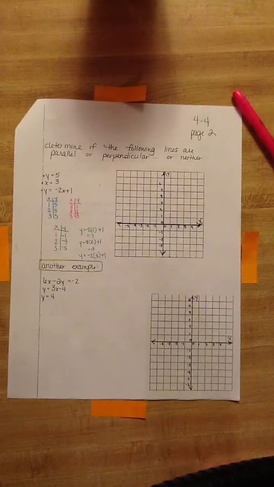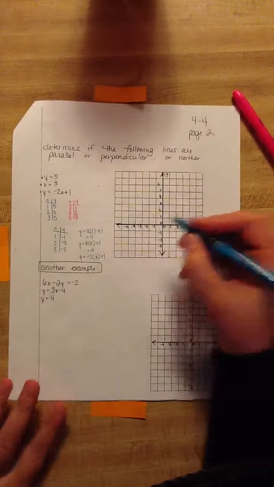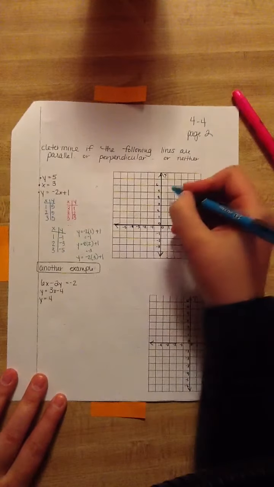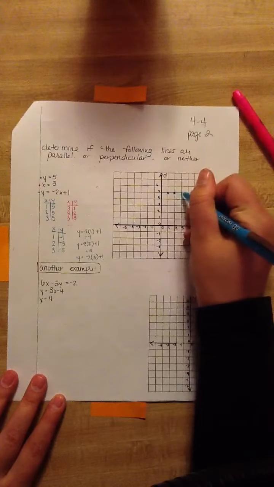So let's go ahead and start graphing. I'm going to start with my y equals 5. So I'm using a blue pen for that one. I'm at 1, 5, 2, 5, and 3, 5.